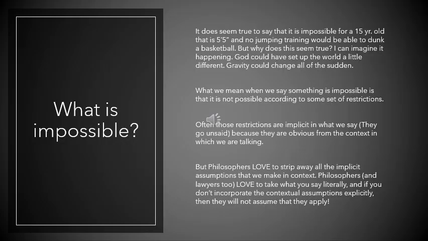Now, it does seem true to say that it's impossible for a 15-year-old that's 5'5" with no jump training to be able to dunk a basketball, right? It seems true when you think about it. But why does this seem true? Is it really impossible in all senses? I mean, I can imagine it happening.